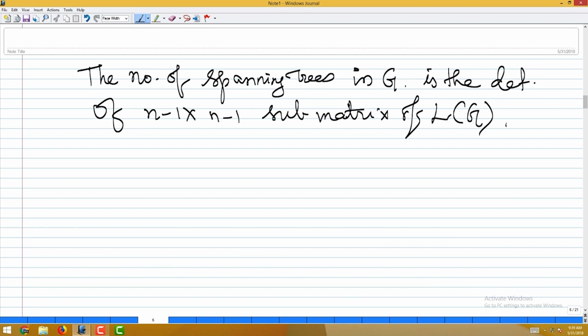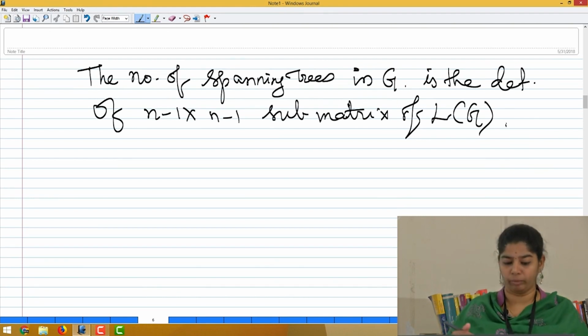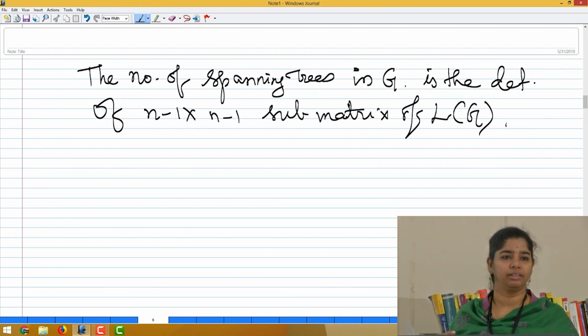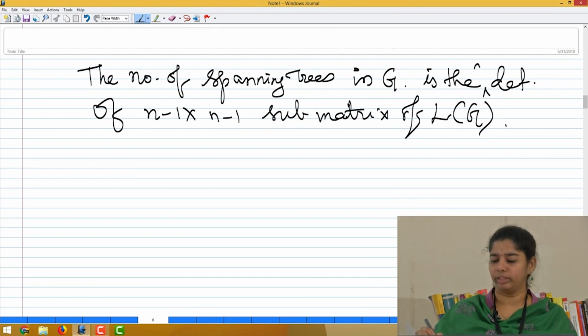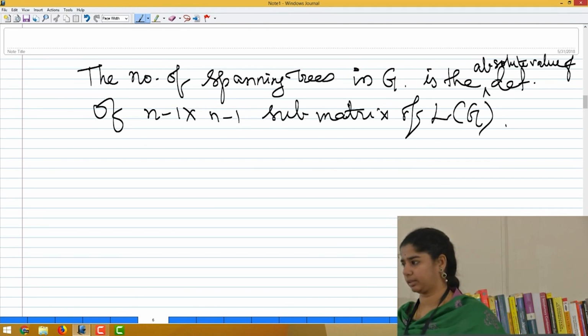And I should say, of course, my determinant can be a negative value. So, we will have to be specific, the absolute value of the determinant. If I get minus 10, then you should not ask how can the number of spanning trees be minus 10, right. So, I will just include it here, it is nothing but the absolute value of the determinant of the n minus 1 by n minus 1 submatrix.